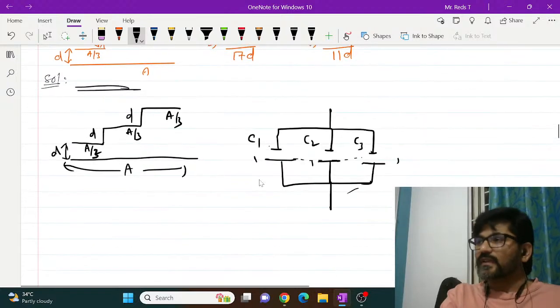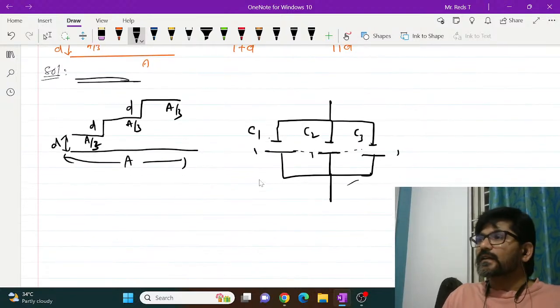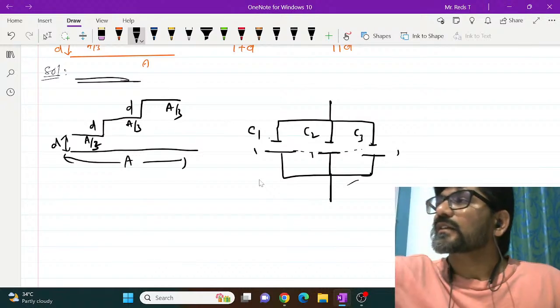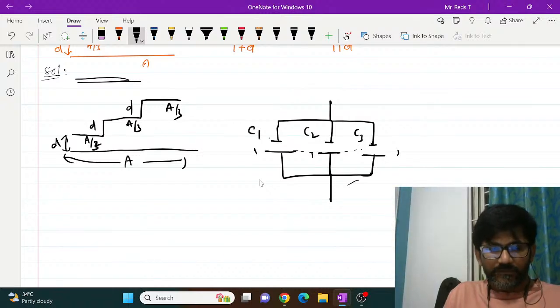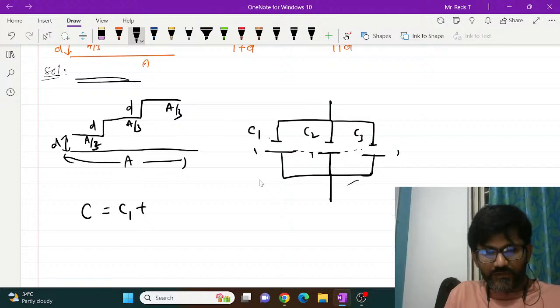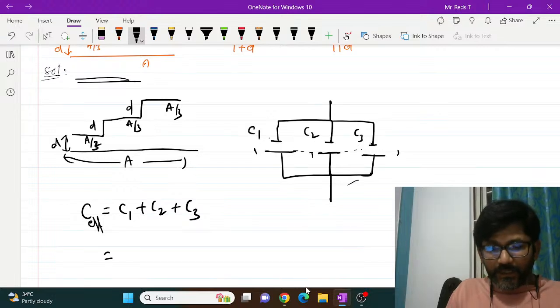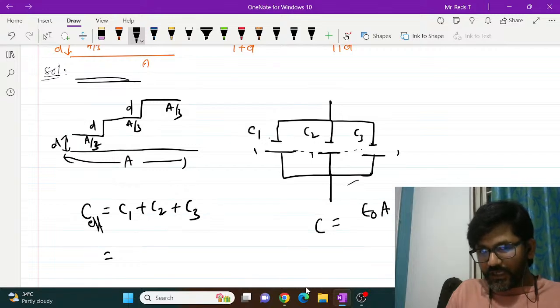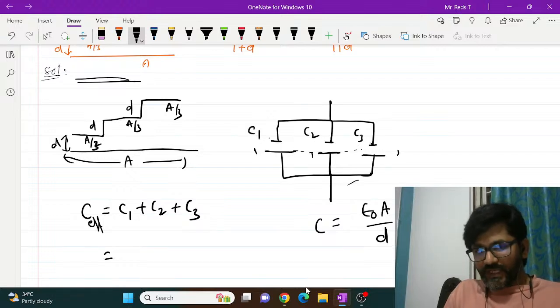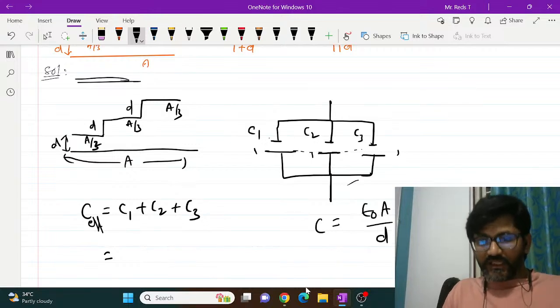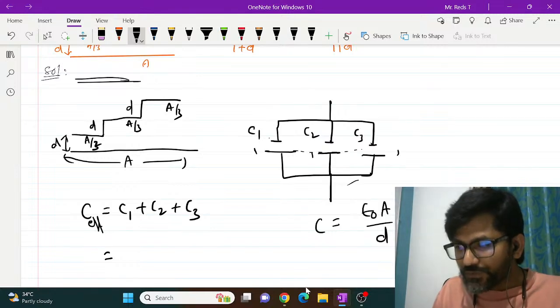Therefore the effective capacitance is given by C effective equal to C1 plus C2 plus C3. In general, the capacitance of a parallel plate capacitor is epsilon naught A by d if the medium between the plates is air, where small d is the separation between the plates and A is the area of each plate if both plates have the same area.